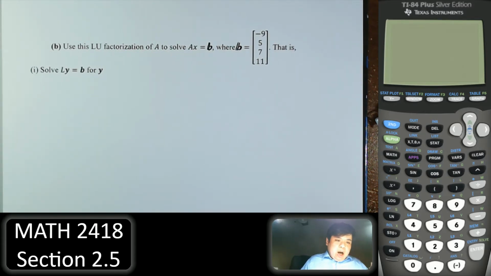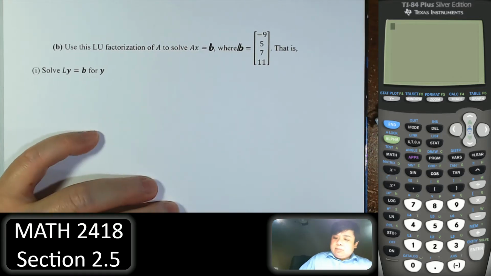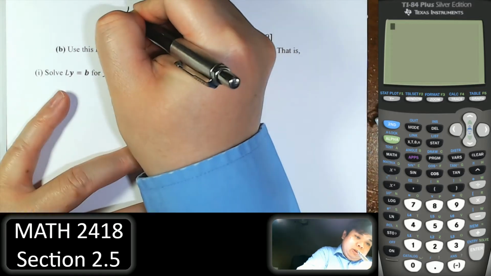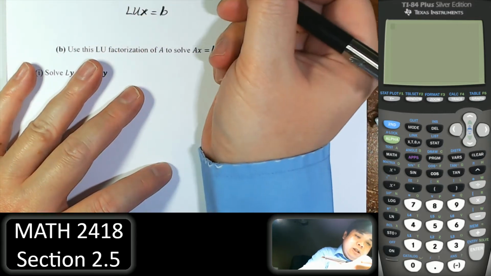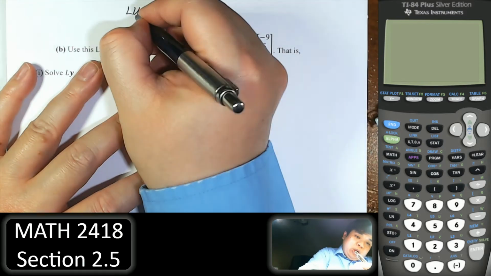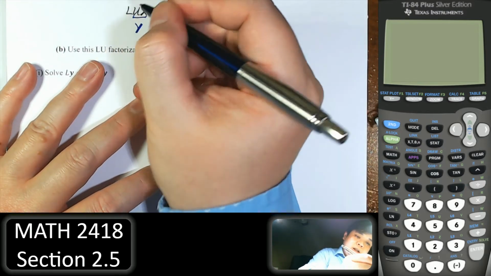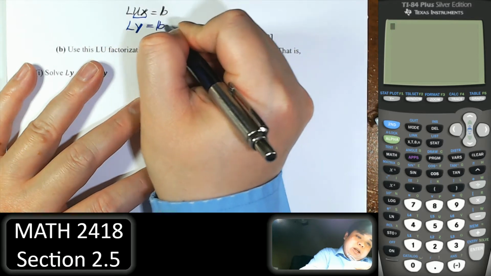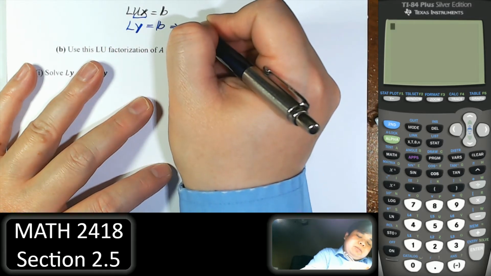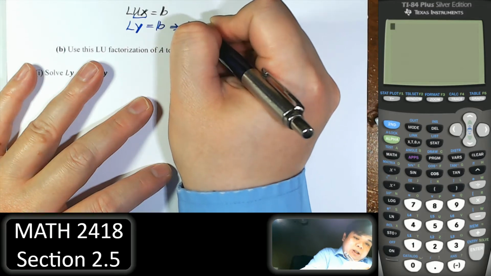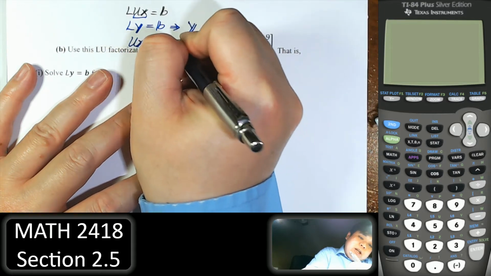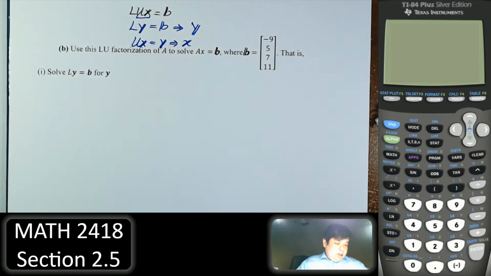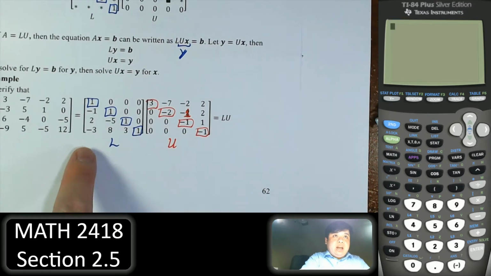First we're going to solve for Ly equal to B. So once again, LU times X equal to B. First we let Ux equal to Y, and then we have the equation Ly equal to B. For that we can find Y, and then once we have that we can solve Ux equal to Y and get X from it. Now, Ly equal to B, and we solve for Y. This is the matrix L.